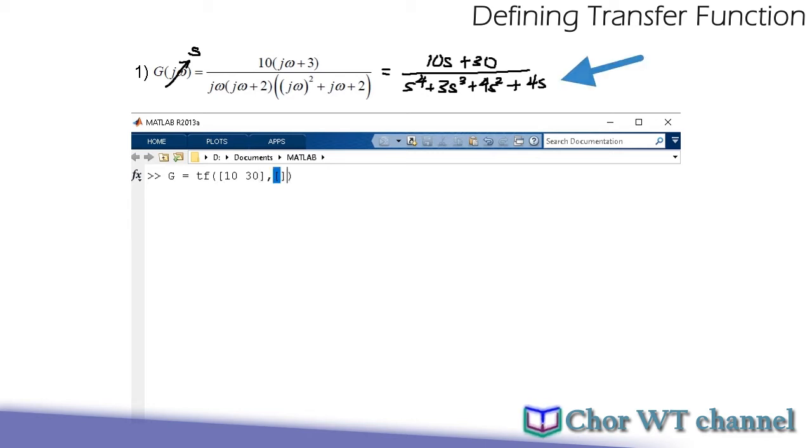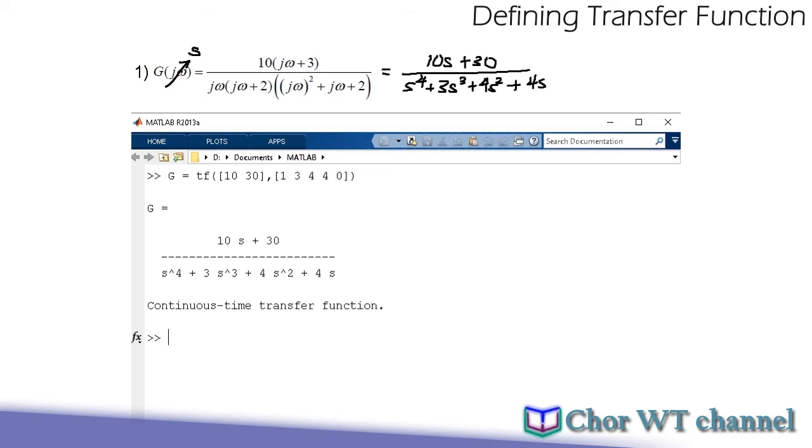While for a, we will have 1, 3, 4, 4, and remember to put a 0 behind to represent s to the power of 0. So 1, 3, 4, 4 correspond to s to the power 4 plus 3s cubed plus 4s squared plus 4s. And lastly, the 0 represents s to the power of 0. Hit enter, and there you go.